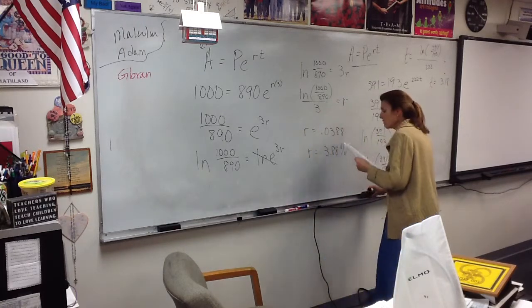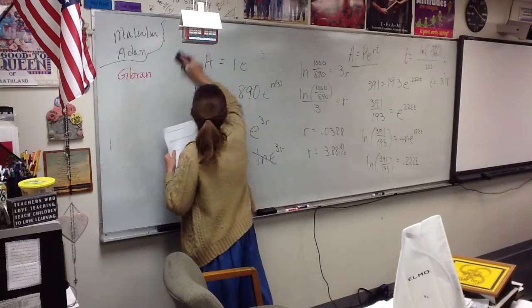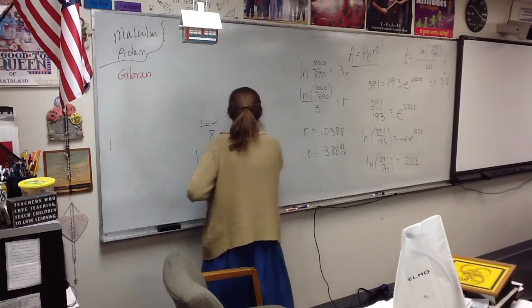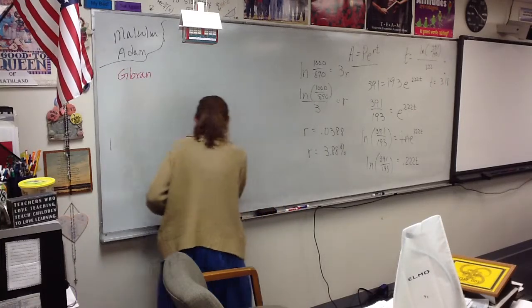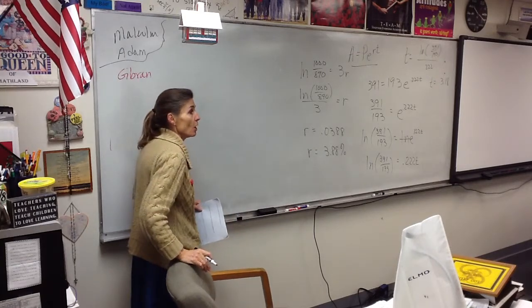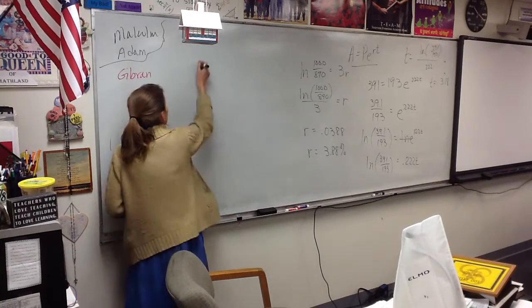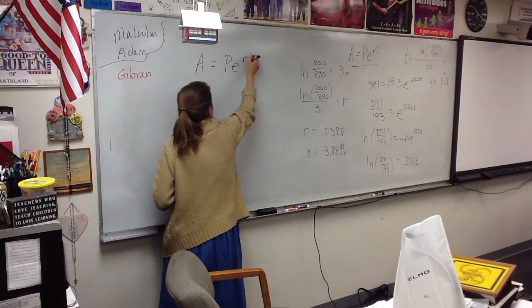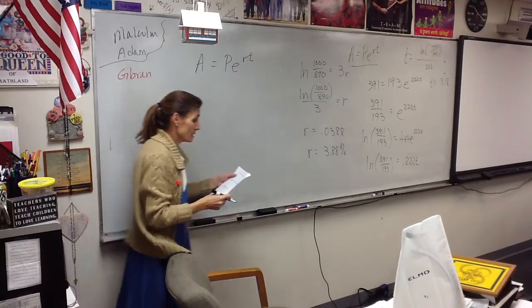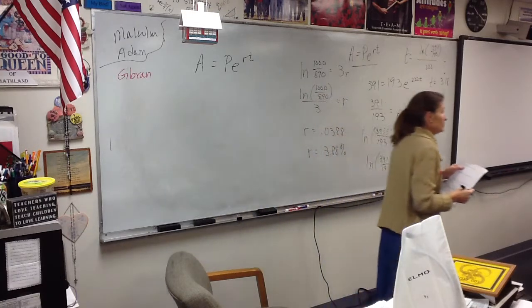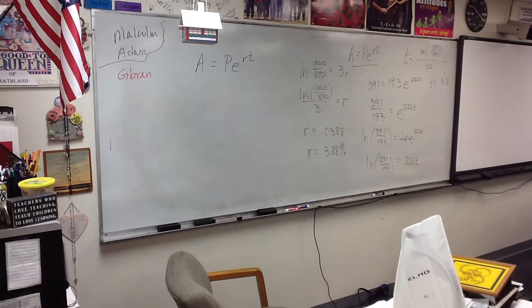Well, there's only one left, groupies, and that's number 5. Here we go. Is number 5 a money situation? No. Therefore, we know it's a PERT. This is a little bit tricky, but I think you can get it. Who can tell me what half-life means? It's from chemistry or biology.